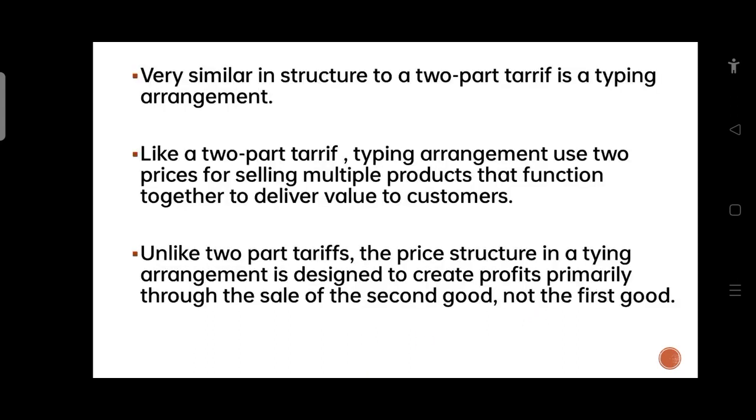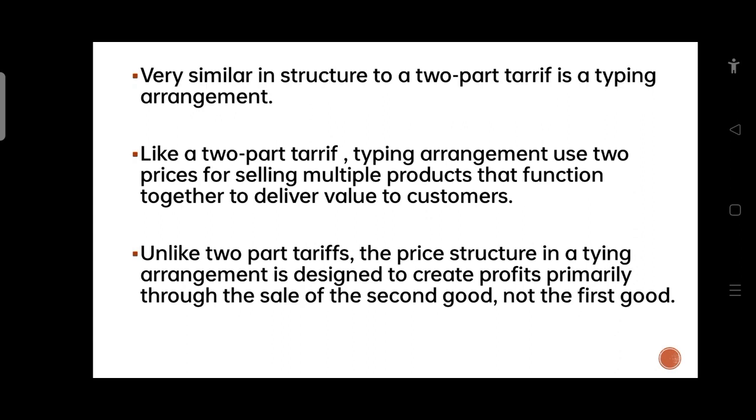I know some of us are familiar with tying arrangements, or we just don't notice it, but we have bought products with tying arrangements. Very similar in structure to a two-part tariff is a tying arrangement. Like a two-part tariff, tying arrangements use two prices for selling multiple products that function together to deliver value to customers. Unlike two-part tariffs, the price structure in a tying arrangement is designed to create profits primarily through the sale of the second good and not the first good.